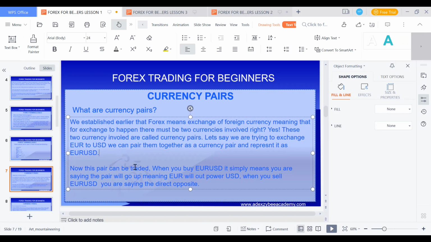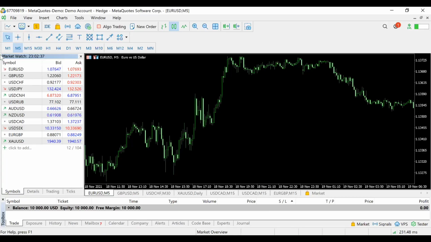Now, this pair can be traded. This is what you will see on your MetaTrader. Let me show you the currency pairs on MetaTrader. These are the currency pairs. This is MetaTrader 5 on PC, and if you come here, it's always there. You see the currency pairs.